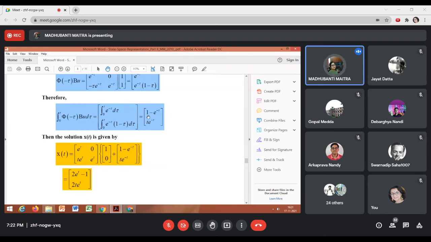So the first term will be 1 minus e to the power minus t if you put the limits, and the second term will be t e to the power minus t. Right?